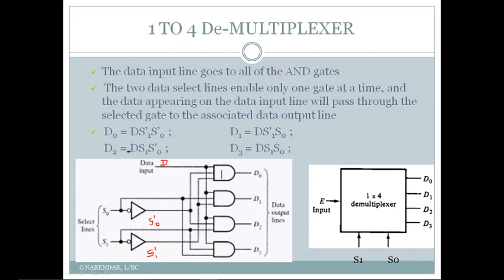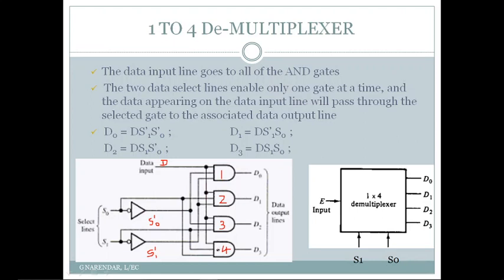Similarly, we can realize the Boolean expression for D1 by using the second AND gate, by giving the inputs as D, S1 bar and S0. Similarly, we'll be using the third AND gate to realize the expression for the D2 output, and we'll be using the fourth AND gate to realize the expression for the D3 output by giving D, S1 and S0 as the input. So this is the D input and this is S0 and this is S1.